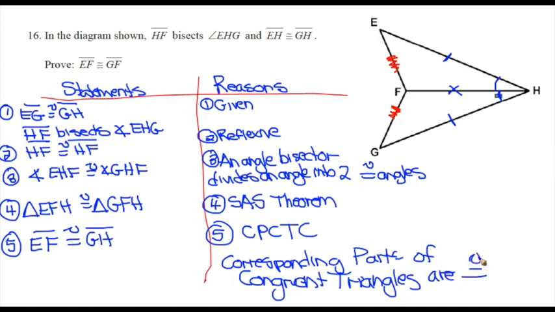And who wants to write all those words every time? So we just say CPCTC. You know that has a rhythm.